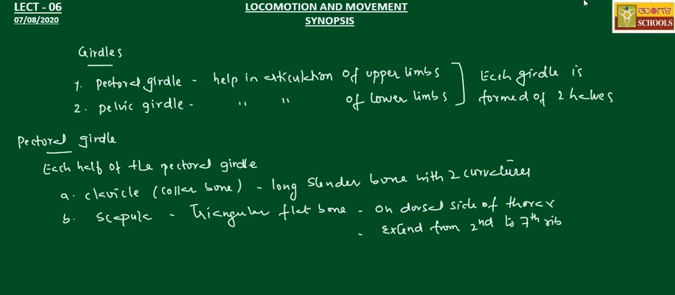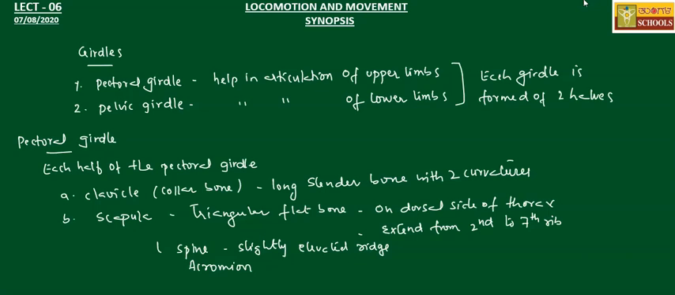So the pectoral girdle has a clavicle and scapula. This scapula also has a slightly elevated ridge, and we call it the spine. This spine projects as a flat and expanded process, which is what we call the acromion. I'll show you this in the picture.